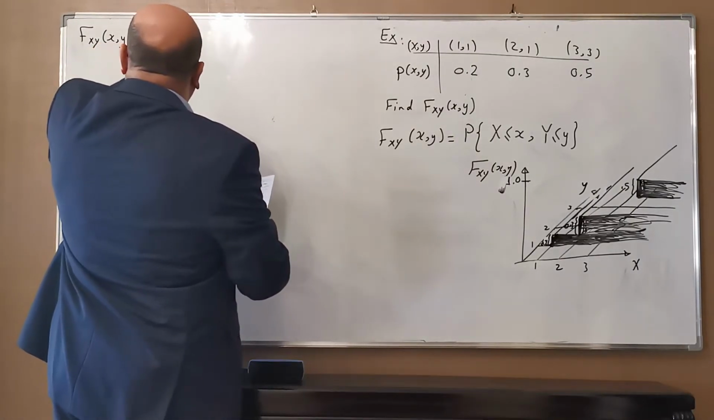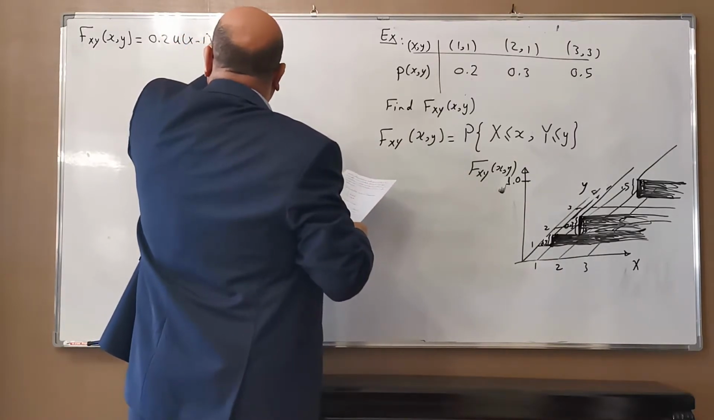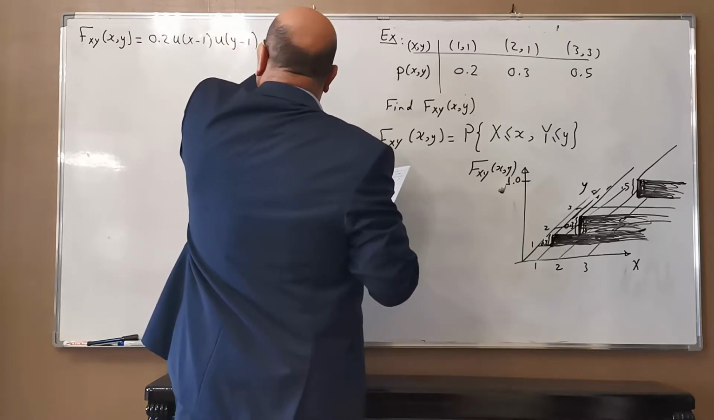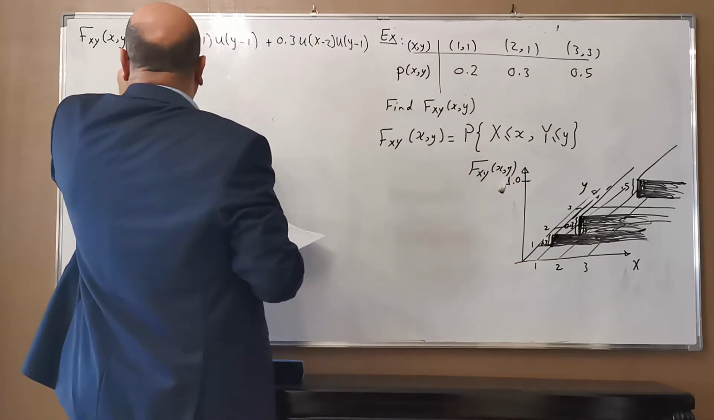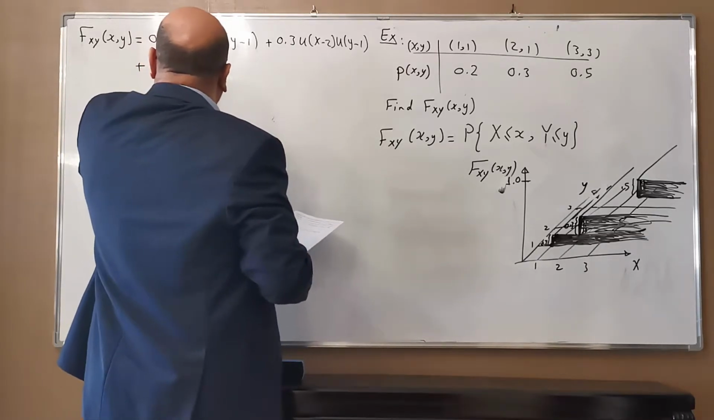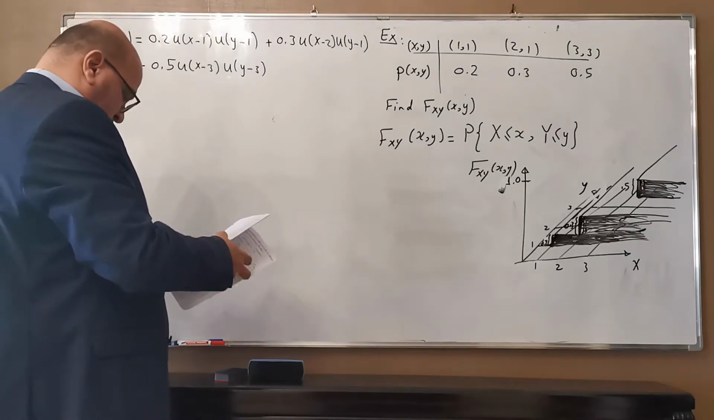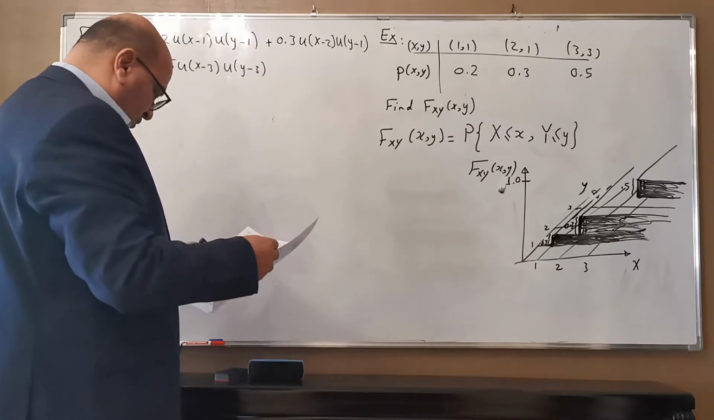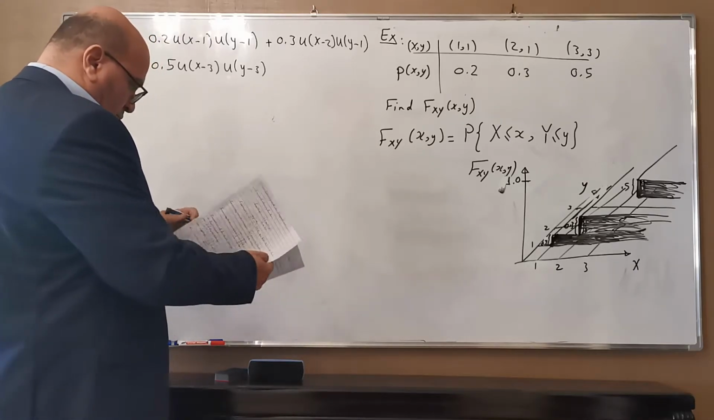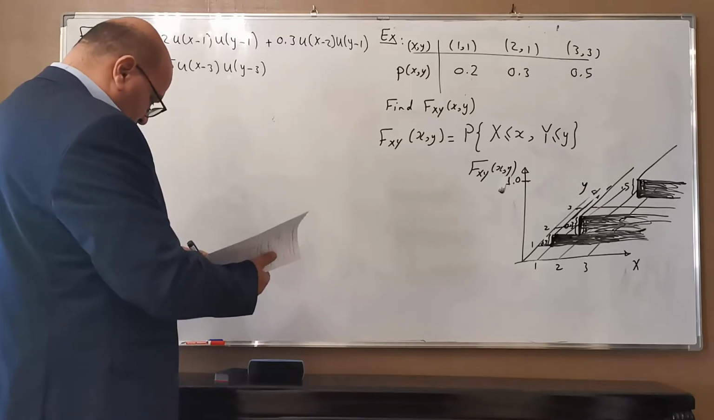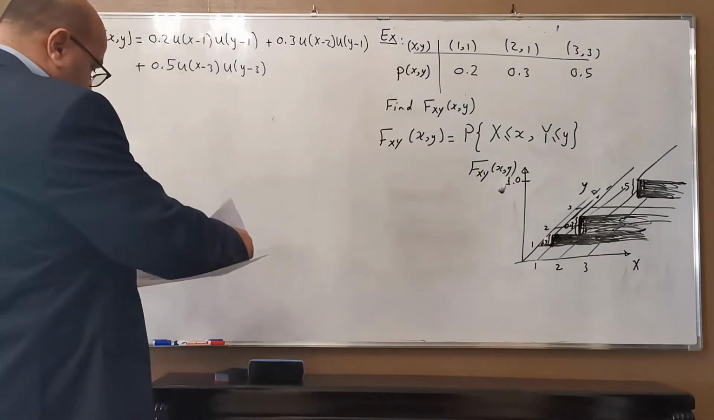So this is 0.2 u of x minus 1 times u of y minus 1, plus 0.3 u of x minus 2 u of y minus 1, plus 0.5 u of x minus 3 times u of y minus 3. Okay. This is our discrete random variable, and this is how it looks graphically, and this is how we represent it mathematically. Okay.